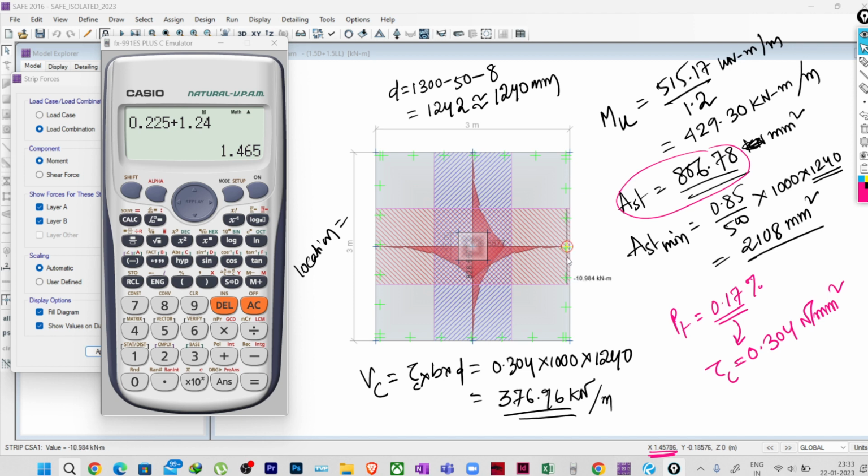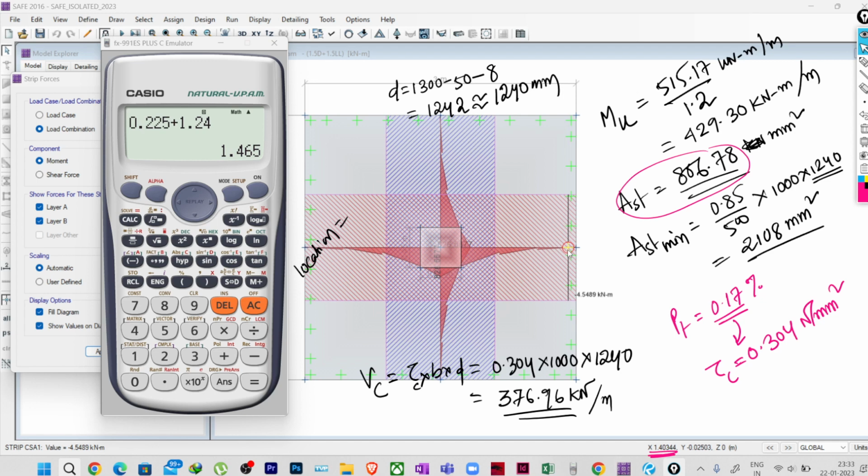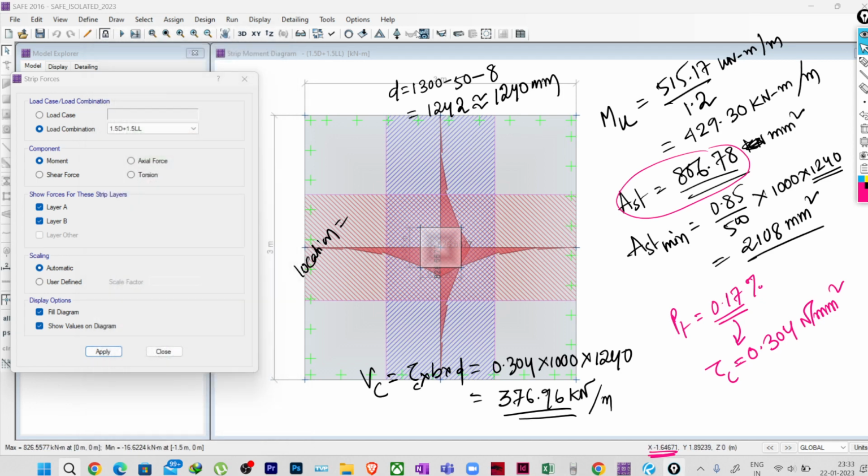Yes, here, or 1.47, somewhere here. So the value is 1.465. Let me see. Oh, okay, I am checking the moment. Let me change it to shear actually. Sorry. Yeah. So now the shear we are getting at 1.465 is around like this. So it is 136.97. Suppose 137. Let us check in the other direction also.